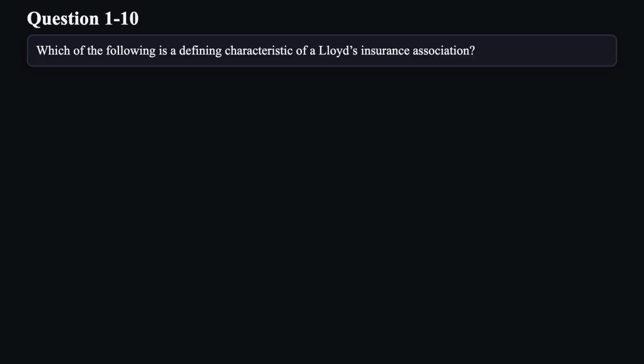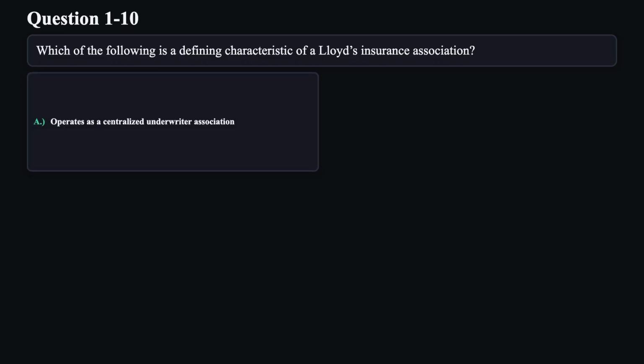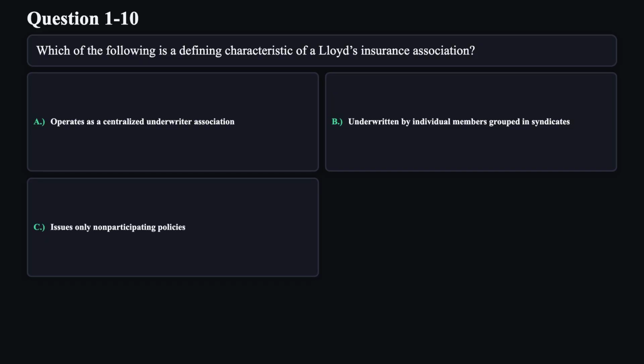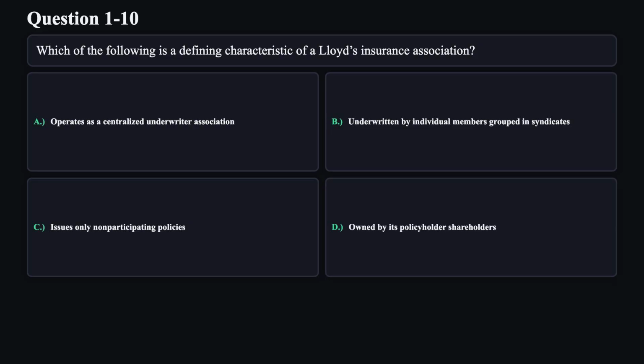Question 10. Which of the following is a defining characteristic of a Lloyd's Insurance Association? A. Operates as a centralized underwriter association. B. Underwritten by individual members grouped in syndicates. C. Issues only non-participating policies. D. Owned by its policyholder shareholders.